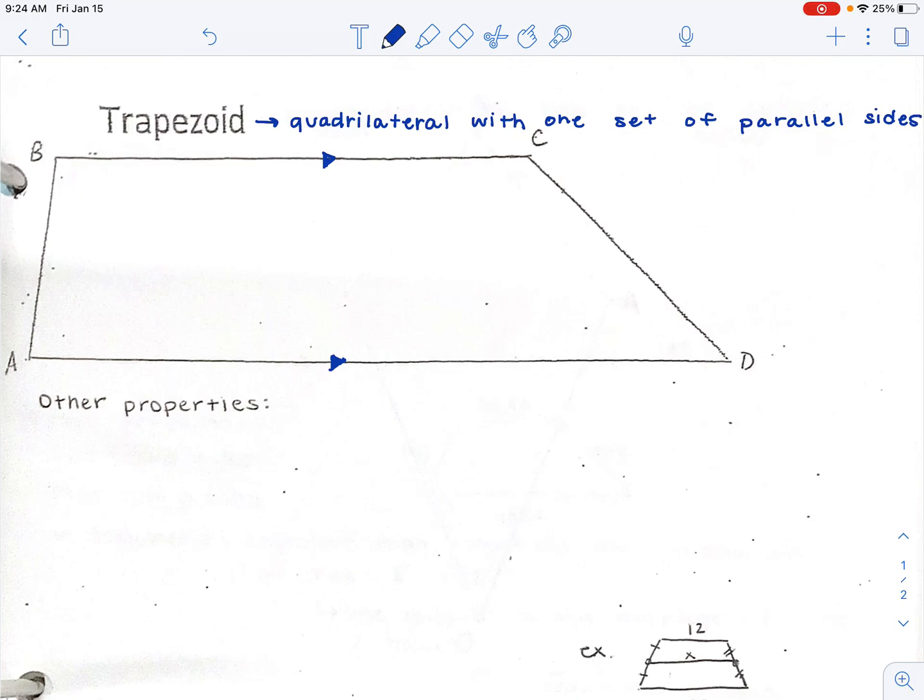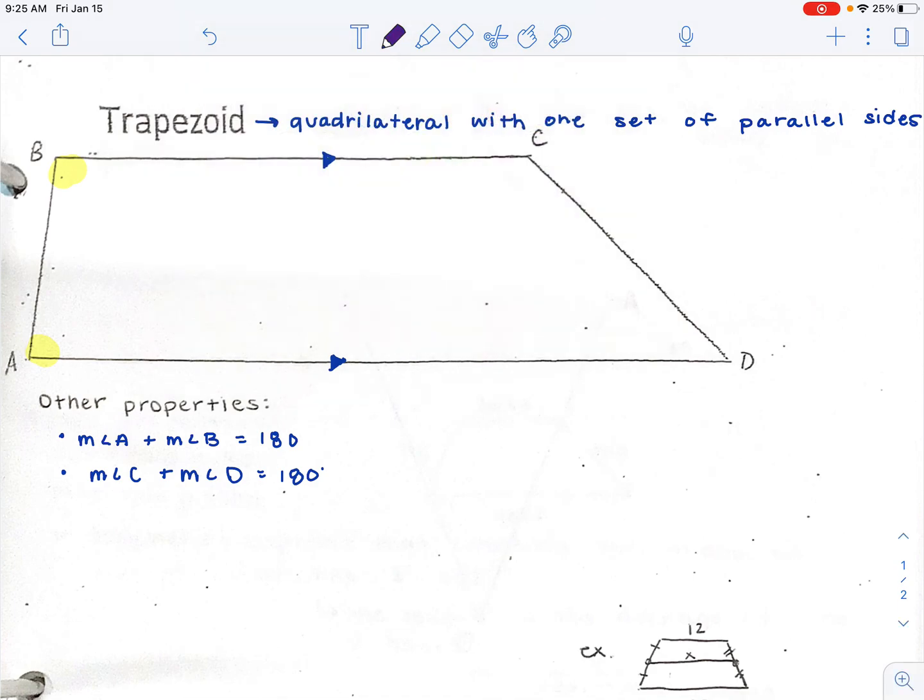Here are some other properties. Since those are parallel, we've got some other things that we can look at. Another property is if we take the measurement of angle A plus the measurement of angle B, those are consecutive or same side interior angles, which means they would equal 180. And the same would go for the measurement of angle C plus the measurement of angle D. Those would also equal 180 because they're consecutive interior angles.